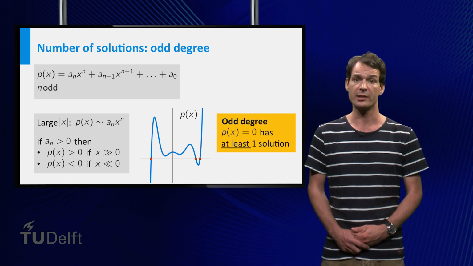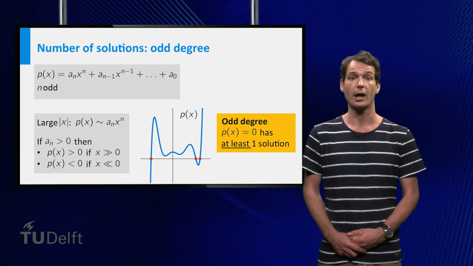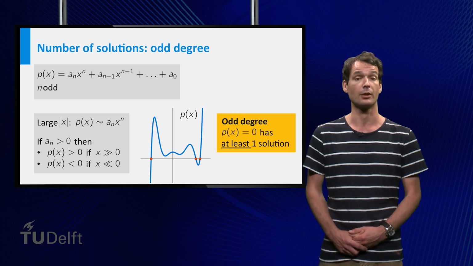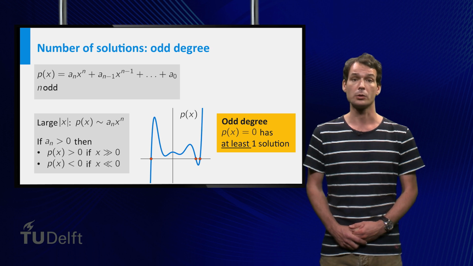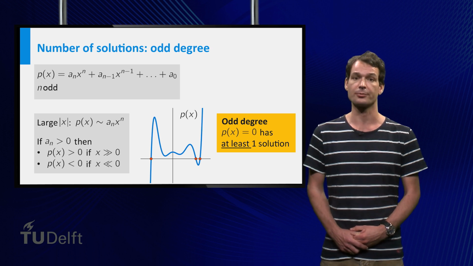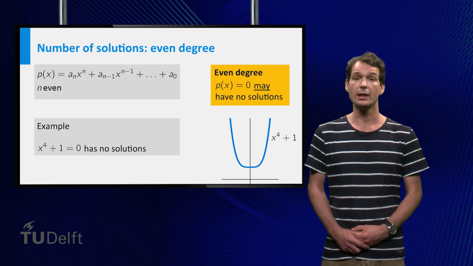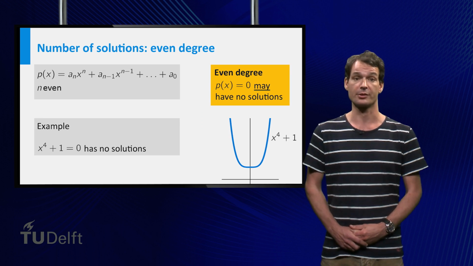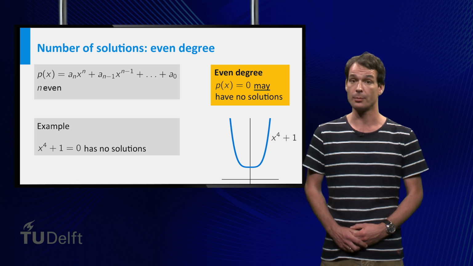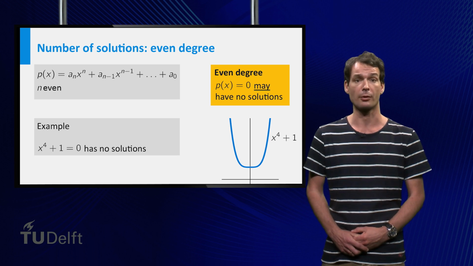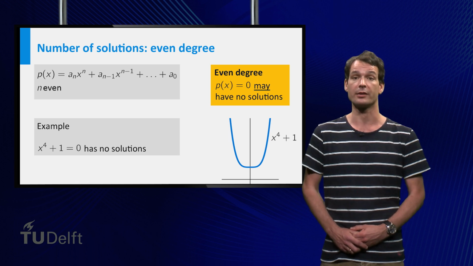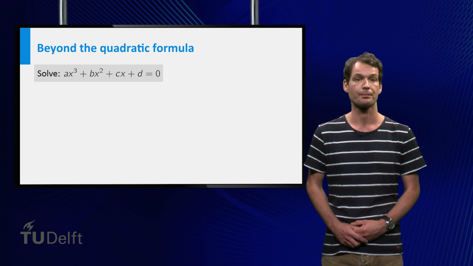This means that the equation p of x equals 0 has at least one solution if the degree of p is odd. Note that we can of course use the same arguments for negative values of an. If p has even degree, it can happen that there is no solution at all. For example, the equation x to the power 4 plus 1 equals 0 has no real solutions.